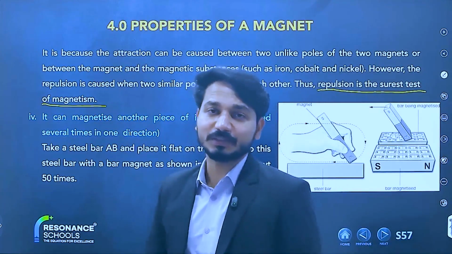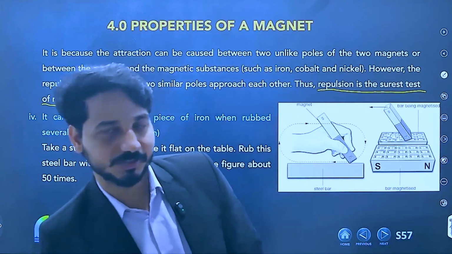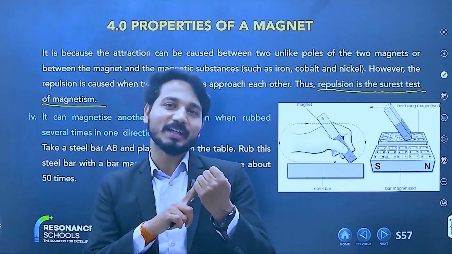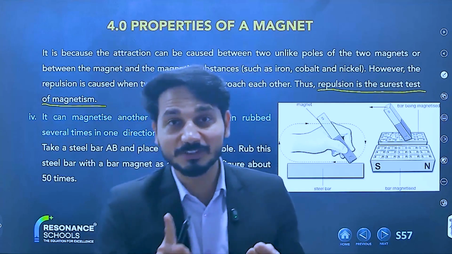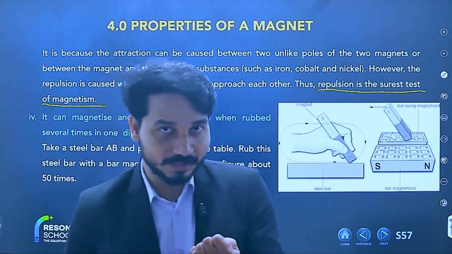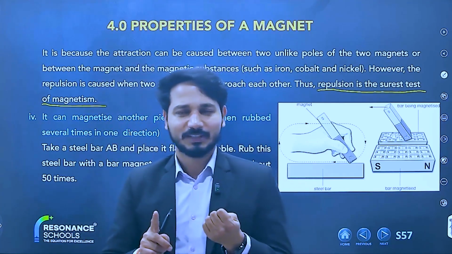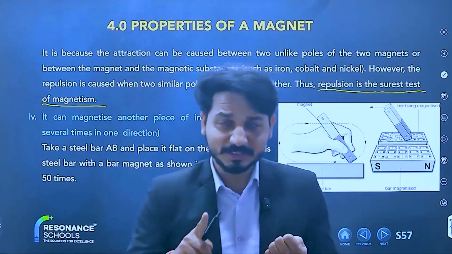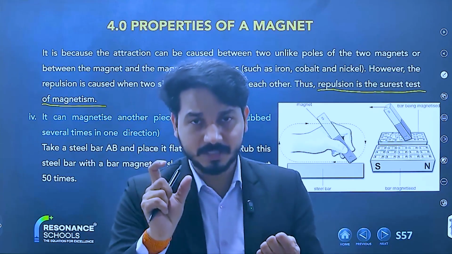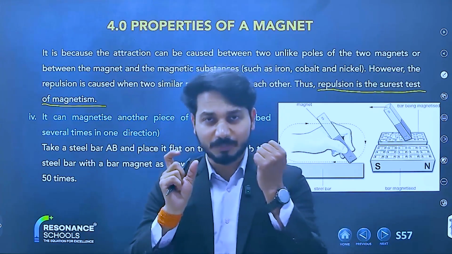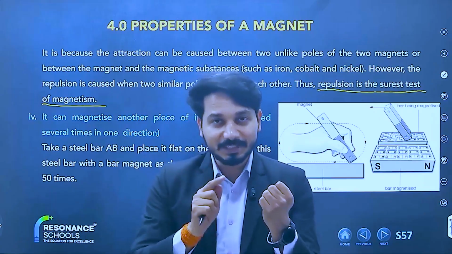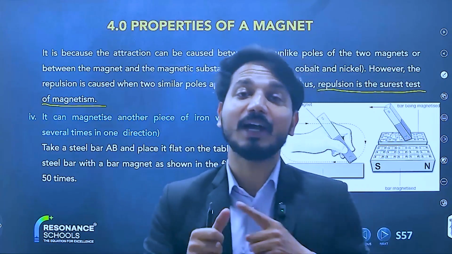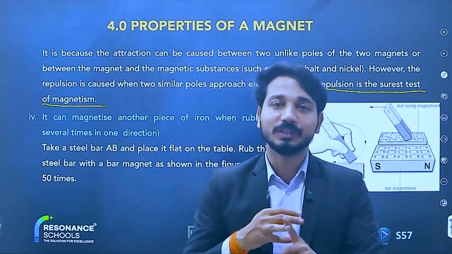Surest test of magnetism. Sir, what is the meaning of surest test? To test whether the material is a magnet or a magnetic material. There is a difference between a magnet and a magnetic material. Is it clear? Listen once again. There is a difference between a magnet and a magnetic material. Magnetic materials are metals like iron, cobalt, nickel, bismuth.